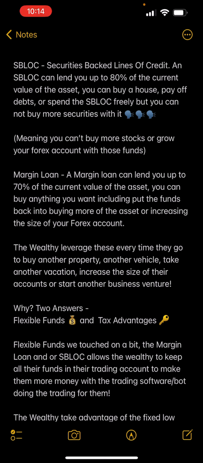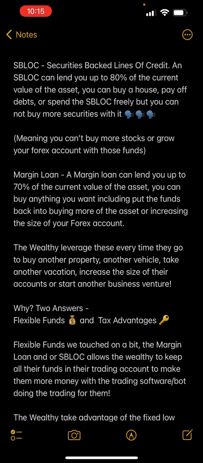Now, what's a margin account? It does exactly that. A margin loan can lend you up to 70% of the current value of the asset, right? So if you have even $1 million in your Forex account, you can turn around and get $700,000 that you can buy anything you want with, including put it right back into your Forex account, increasing the size of that Forex account by the 70%, obviously. So if you have a trading software in place, that's a great idea.